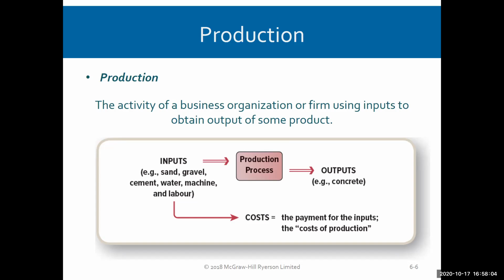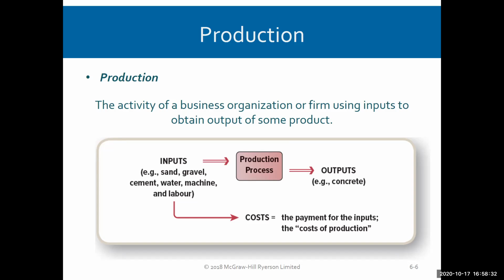And then we have a production process, or we defined it earlier as a technology, a technological process to combine all these inputs, and we get outputs. In this case, it's concrete. So inputs and outputs, understand the difference. Costs is generally a term used for the inputs, and for outputs, you think of the term price, because that's what you sell the outputs at.